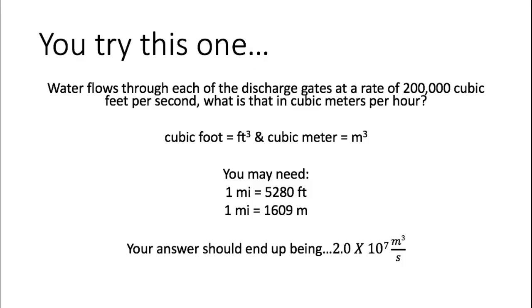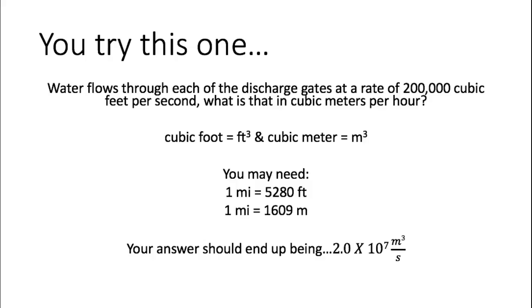So I want you to try this practice problem. Water flows through each of the discharge gates at a rate of 200,000 cubic feet per second at the Hoover Dam. What is that in cubic meters per hour? Okay, so you need to know that a cubic foot is the unit foot cubed, and cubic meter is meters cubed. To solve this problem, you're also going to need the conversion factors. 1 mile equals 5,280 feet. 1 mile also equals 1,609 meters. Remember to cube your numbers as well as your units as you work your way through the problem.